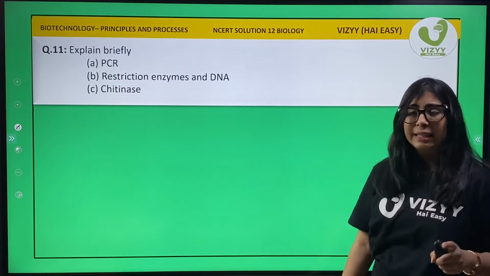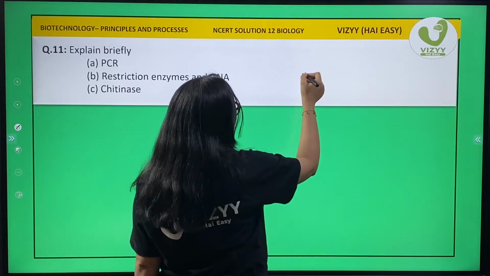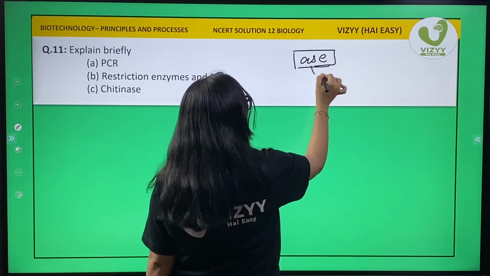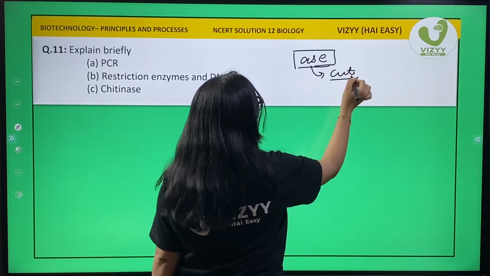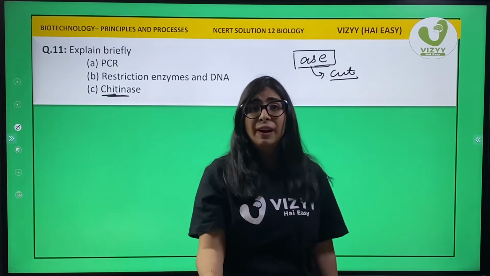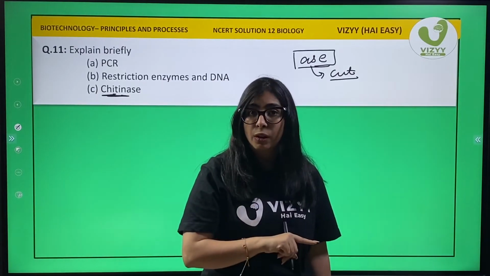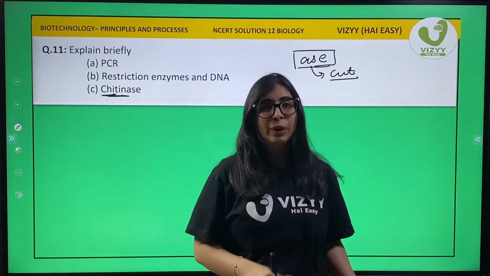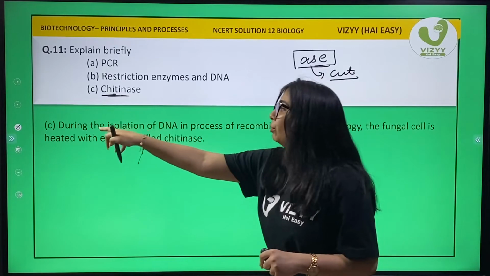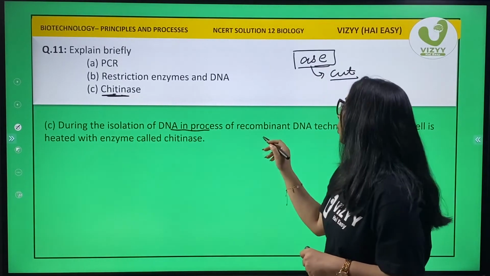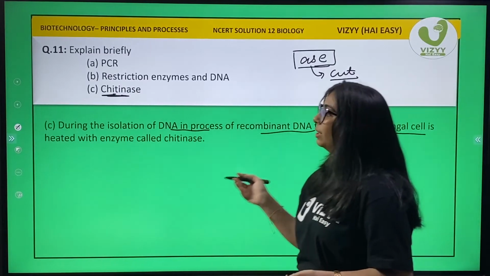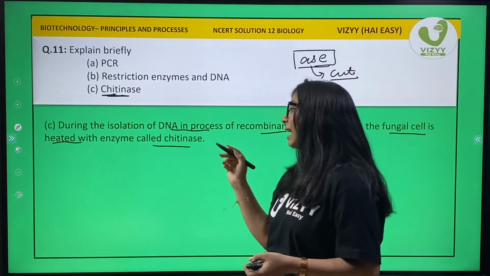Now chitinase. Remember students, wherever you see ASE in an enzyme, it means it cuts or degrades the word that is ahead. So where do you find chitin? We find chitin in the fungal cell wall. So chitinase will dissolve the fungal cell wall. During the isolation of DNA in recombinant DNA technology, the fungal cell wall is treated with the enzyme called chitinase.